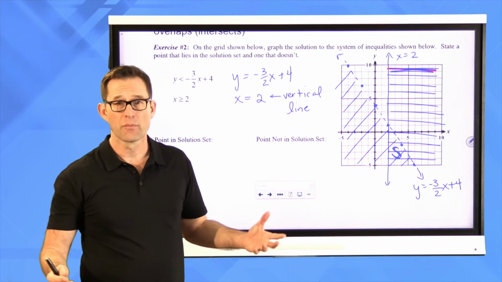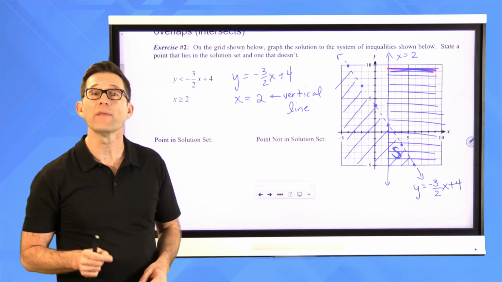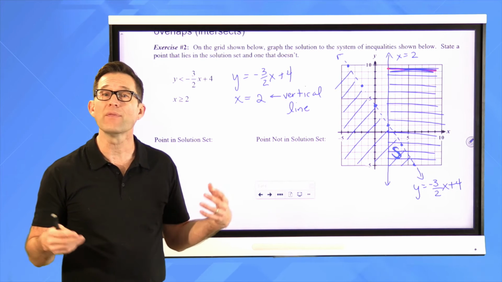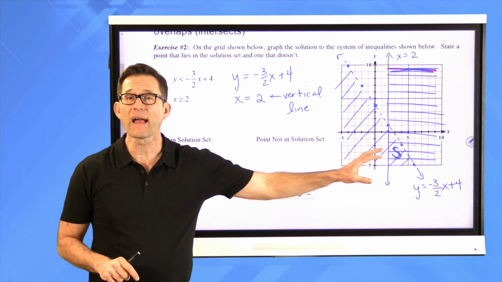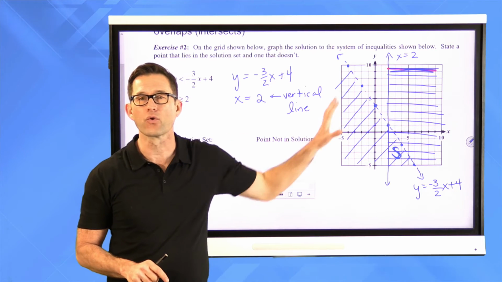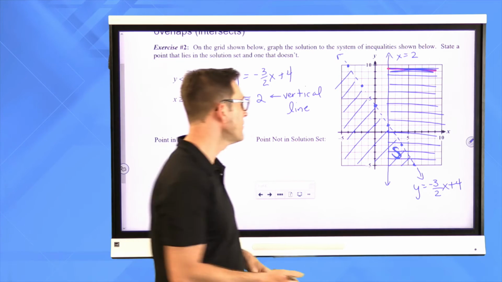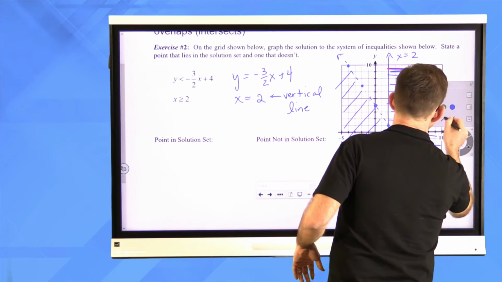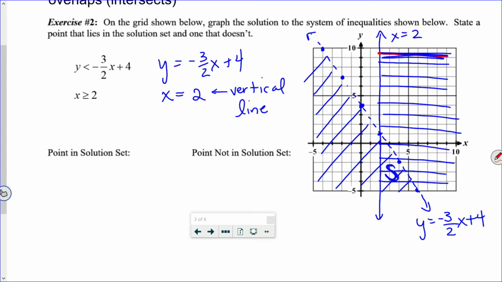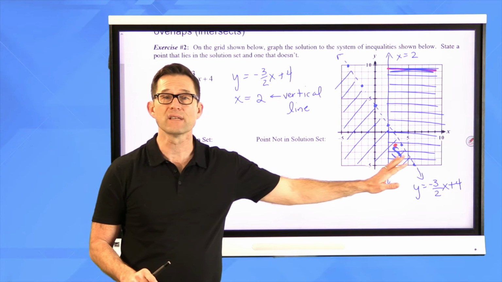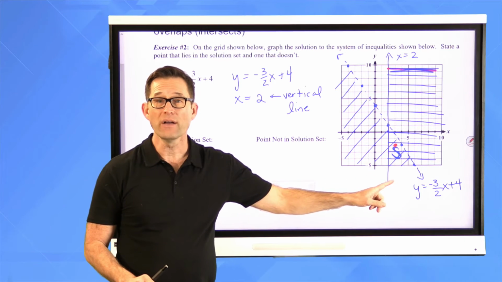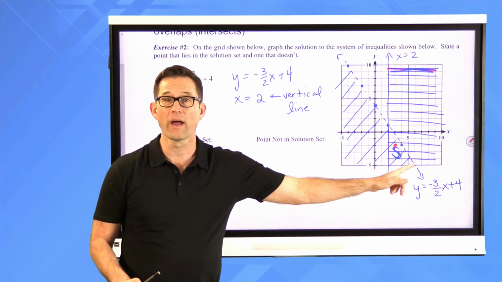Now, the problem also asks us to state one point that is in the solution set and one point that is not in the solution set. The solution set actually takes up a pretty small amount of area on the grid that is currently shown, so I've got a lot of choices still within it, but let me just put a point right here. That's the point 3, -2. Again, there are many points that you could choose, but that is one point that lies in the double shading.